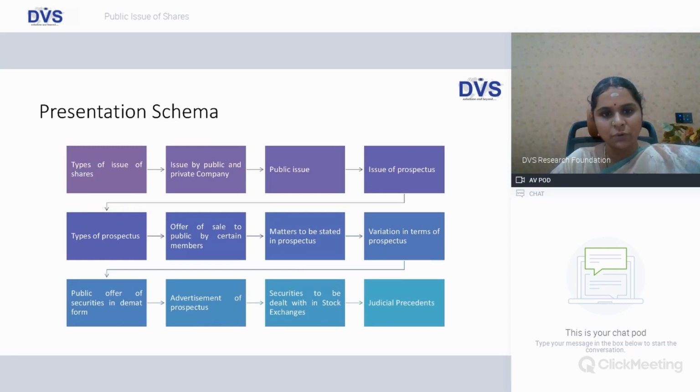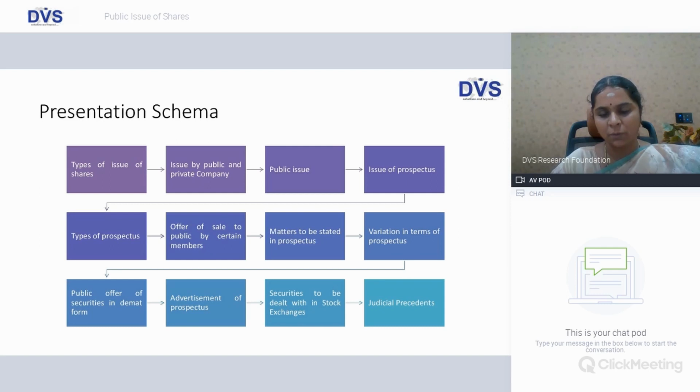This is the outline for today's presentation. We'll be covering the various types of issuance of shares broadly, and what types of issue are permitted by public and private company, again broadly, because we have dealt with this subject in detail in the respective chapters.